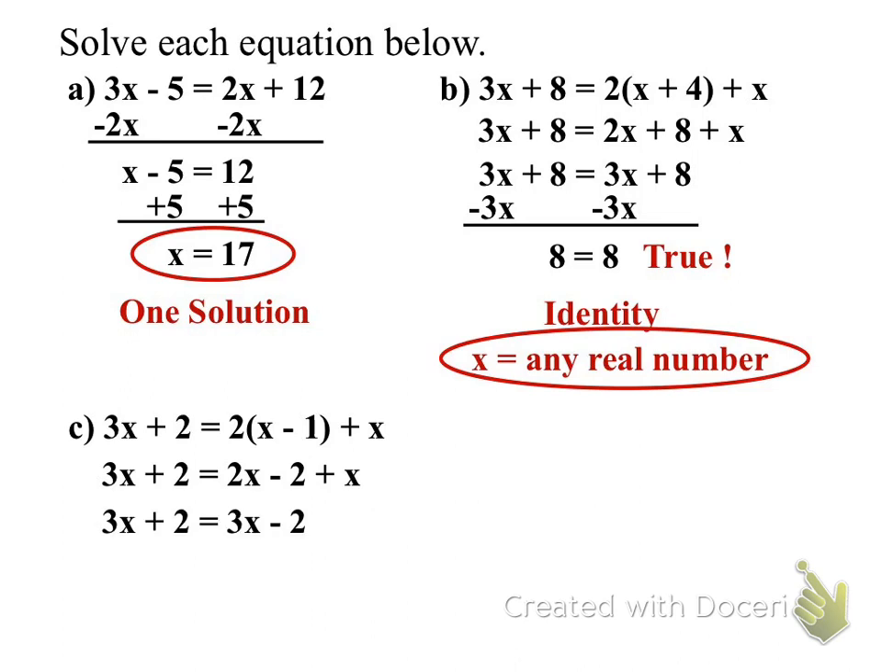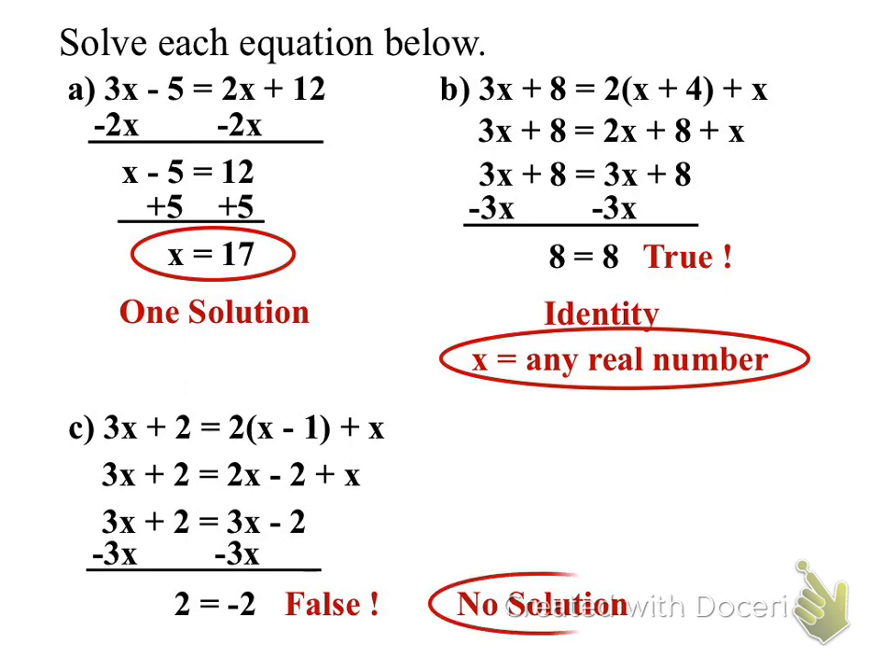Then we have the situation when I distribute and I get something like this. Look, if 3x is equal to 3x and these two are exactly opposite, it's going to end up being no solution. When I subtract the 3x, we get 2 equals negative 2. So in this case, when you get a false statement, there would be no solution. Does that make sense? So those are 3 different scenarios that occur. Pause the recording if you want to take any notes.